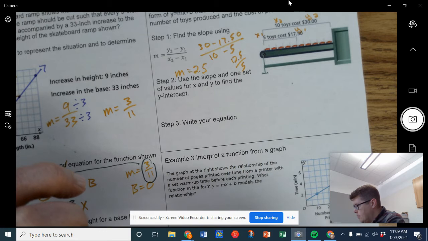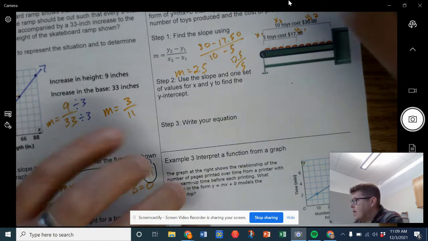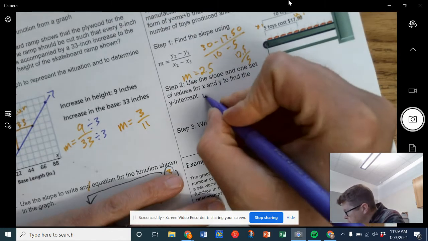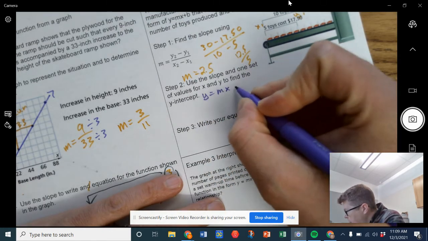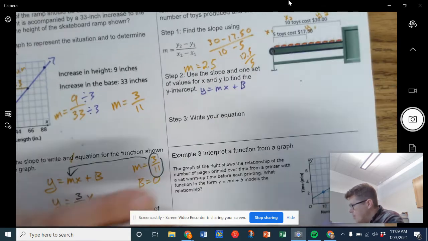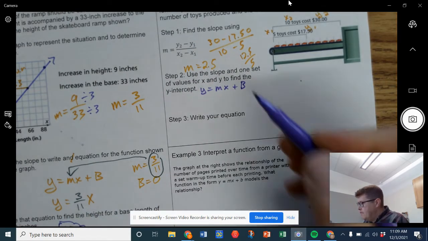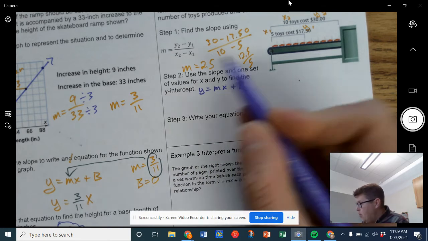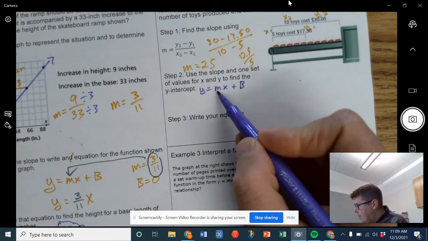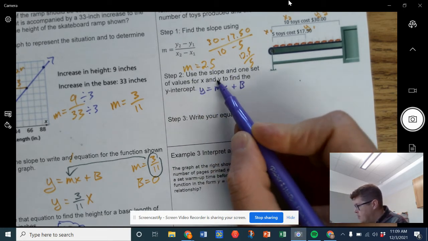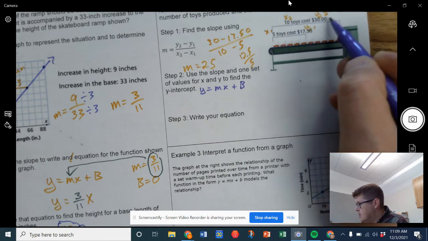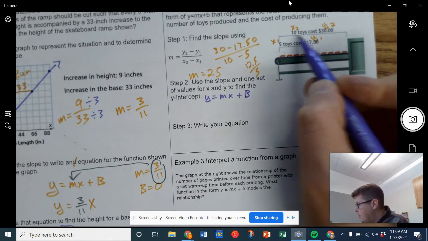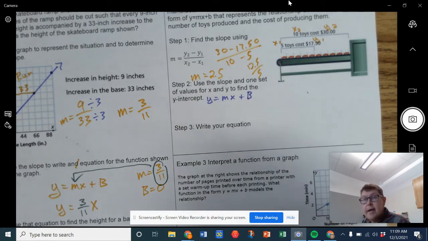So we're going to use y equals mx plus b. What we need to find is the y-intercept, so we're going to find this value right here. We already know our slope, and we're going to use one set of values for x and y. We'll either use this set of values or this one. It does not matter, okay?